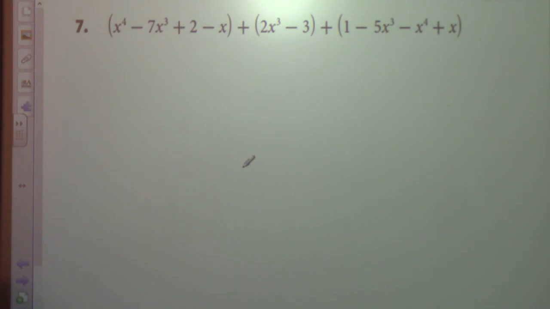So this one we have Seth. So what do you think, Seth? I got negative 10x cubed. Is that it?